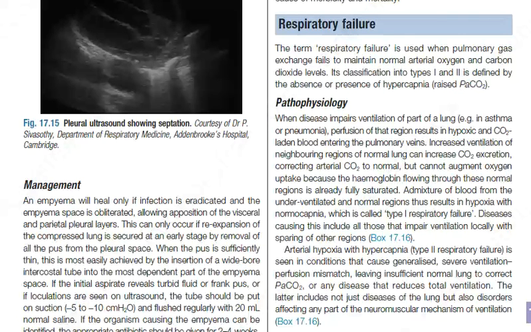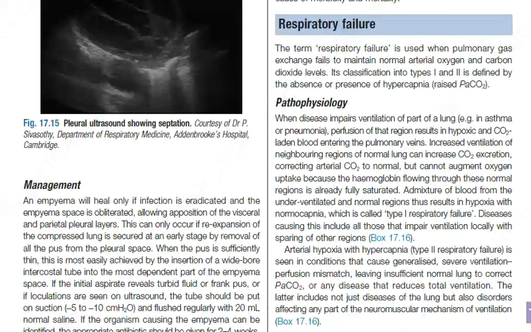Increased ventilation of neighboring regions of normal lung can increase carbon dioxide excretion, correcting arterial carbon dioxide to normal, but cannot augment oxygen uptake because the hemoglobin flowing through these normal regions is already fully saturated. Admixture of blood from the underventilated and normal regions thus results in hypoxia with normocapnia, which is called type 1 respiratory failure. Diseases causing this include all those that impair ventilation locally with sparing of other regions.